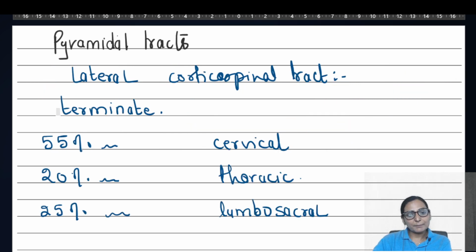Now, if you see the termination of the lateral corticospinal tract, 55% of the fibers end in the cervical region of the spinal cord, 20% in the thoracic, and 25% in the lumbosacral region. So the lateral corticospinal tract is a longer tract as compared to the anterior corticospinal tract. 55% termination in the cervical region, 20% thoracic, and 25% lumbosacral.